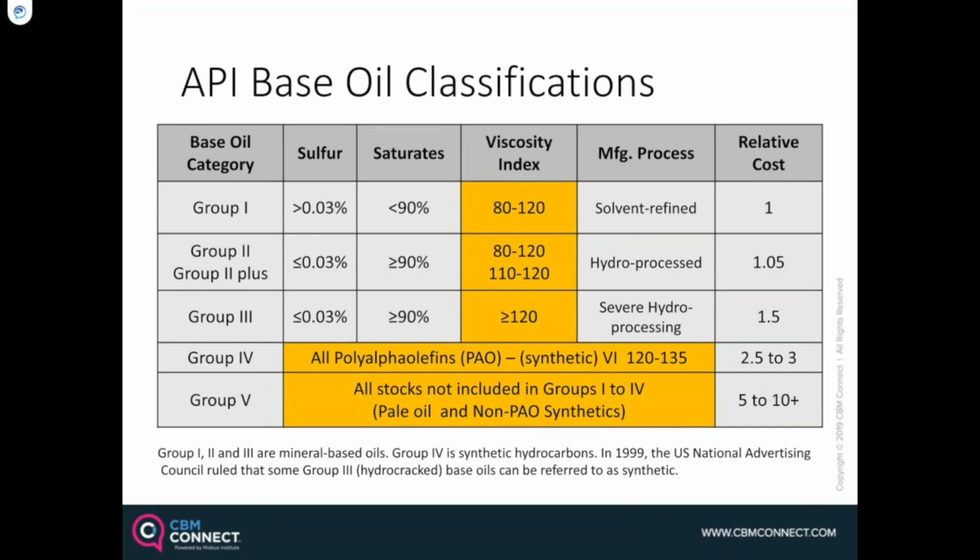Group 4 is where we put polyalpha olefins. The only Group 4 oil is a polyalpha olefin. It's the only oil in that classification. And Group 5 is by default where everything else falls. So if it doesn't fall into a category 1 through 4, by definition, it's a Group 5.